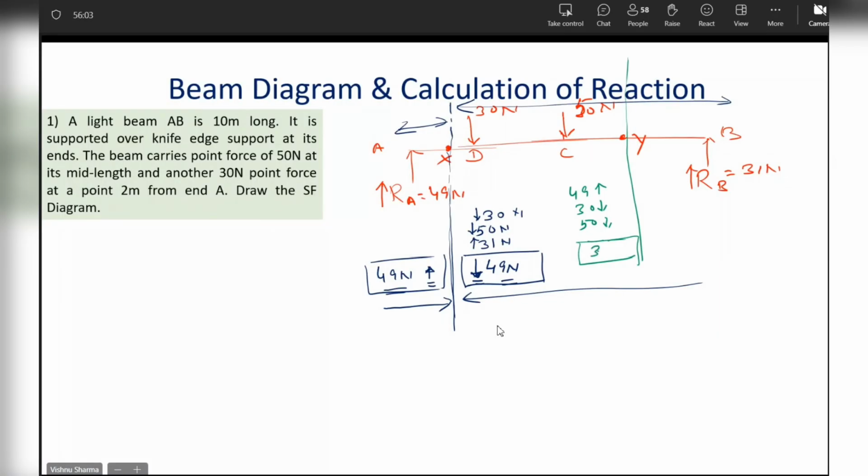It's 31 newtons downwards, right, beta? Can you see the total? Yes or no? Correct, guys? Yes, sir. And what is the resultant of all the forces to the right of Y? There is only one force. It's 31 newtons, but acting upwards.